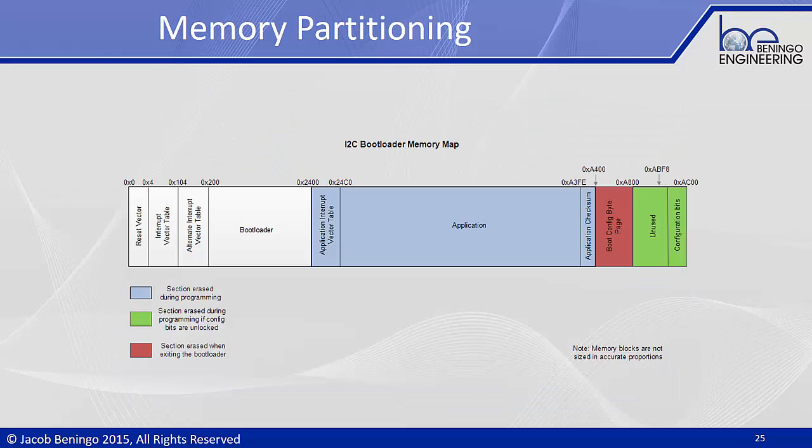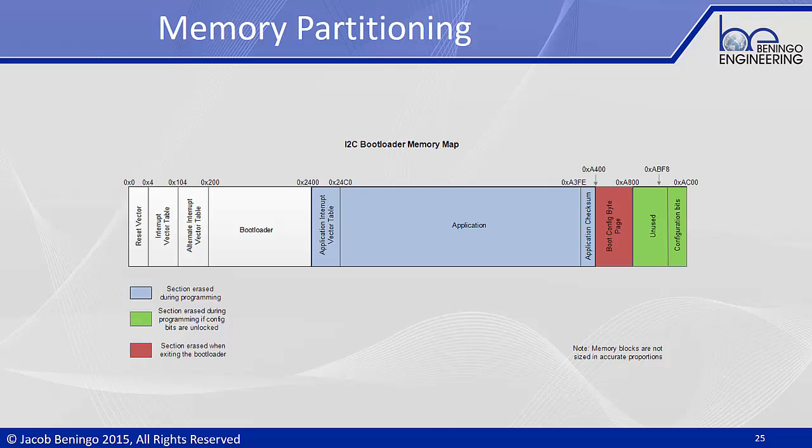One of the things that you've probably been wondering is, I have this application code, I have this bootloader code, I have reset code. Where does all of this stuff go in memory? One of the things that we have to do as developers is partition out memory on where we want these different pieces to be located.